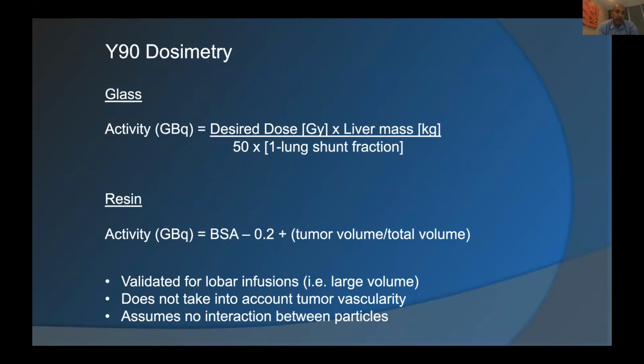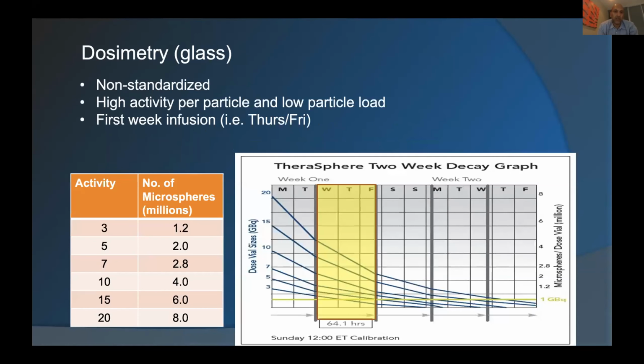So if you have a huge right hepatic lobe, you may not have some interaction. Of course, if you do it in a small area, you may have interaction between the particles, and we don't really know how that changes things. So the key thing is that these equations that we use to calculate dose are not designed for segmentectomy. They're designed for lobar and whole liver infusions. So how do we do this?